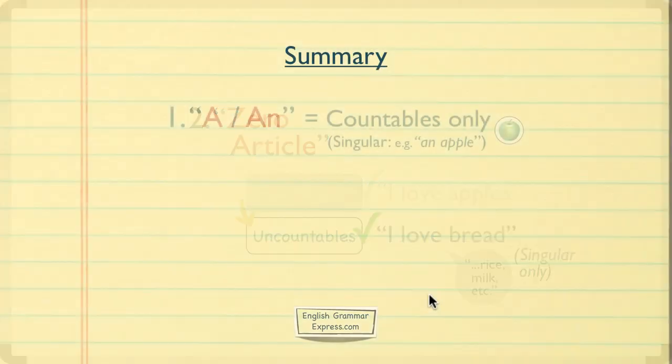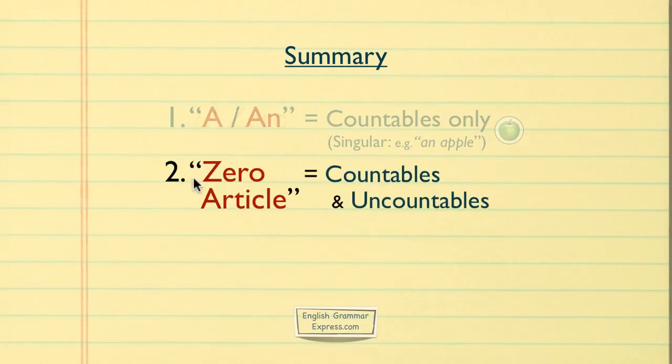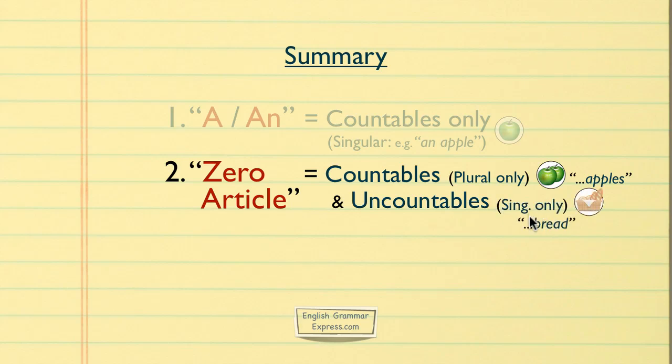So let's now add to our summary page. Zero article is for countables and uncountables. In the countable, we can use zero article in the plural only. So I love apples with the zero article here. And in the uncountable, it's in the singular only. So I love bread. The zero article is here. And in fact, uncountables are always singular anyway.